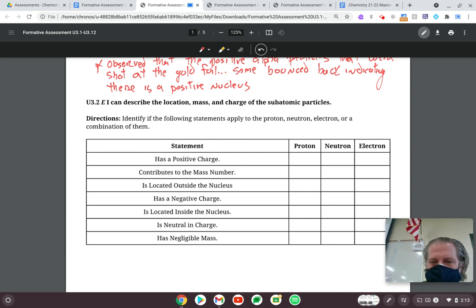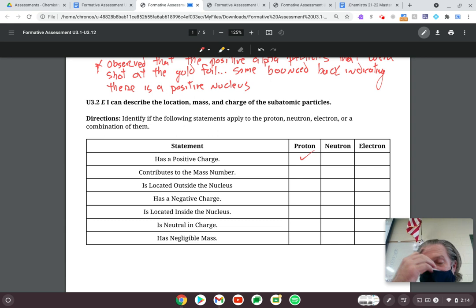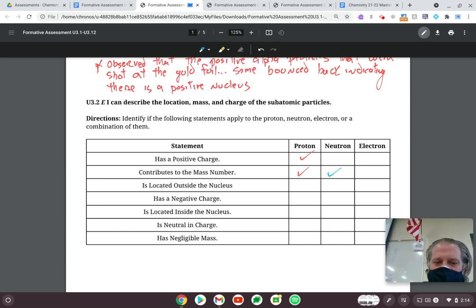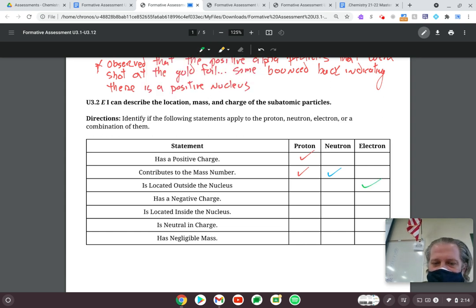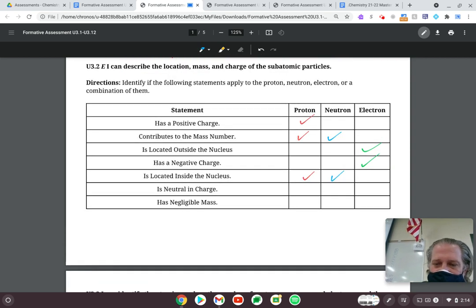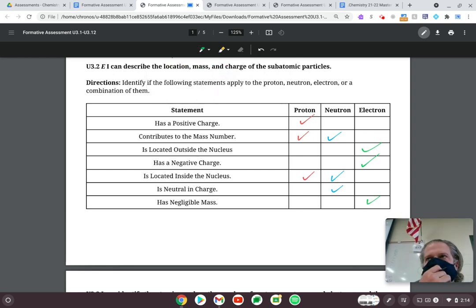Identify the following statements as proton, neutron, or electron, or some combination. The element that has a positive charge would be the proton. The thing that contributes to the mass number would be the proton, but also the neutron. Located outside the nucleus would be the electron, and a negative charge would also be the electron. Being located inside the nucleus would be the proton and the neutron. Being neutral in charge would be the neutron, and having negligible mass would be the electron.